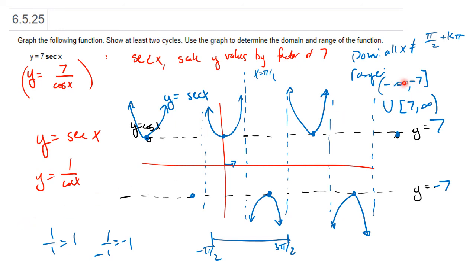Negative infinity to minus 7 happens on these downward branches: negative 7 and everything below. 7 and above happens on these upward branches: 7 and everything above it. But I never get anything in between, so everything between plus or minus 7 is not in the range. You could also say the range is everything except y values from negative 7 to 7. That would be fine as well.